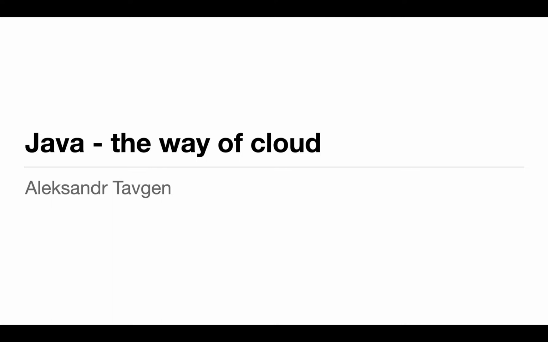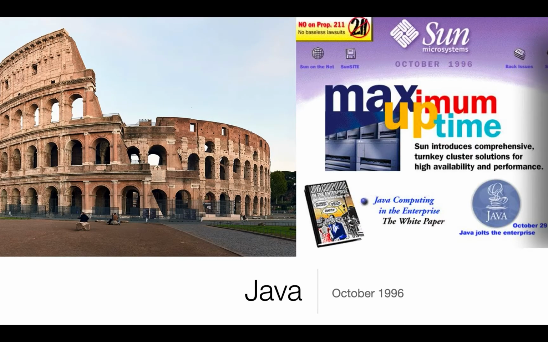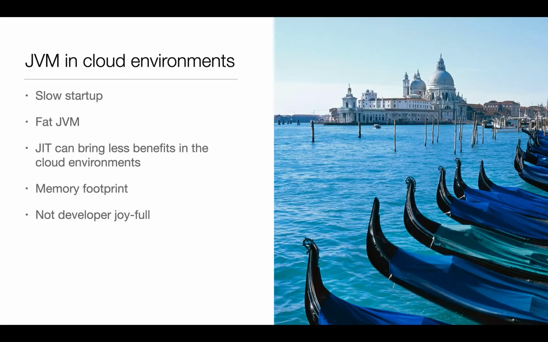And in this lightning talk, I want to present some way how we can make our Java development more friendly to the cloud. As you know, Java is quite old. It was born in 1996, and the main benefit was that you can run your code everywhere. So you have some sort of abstraction from your hardware, and it was quite beneficial at that time. And Java evolved quite well, but most of its benefits became weaknesses in cloud environment.